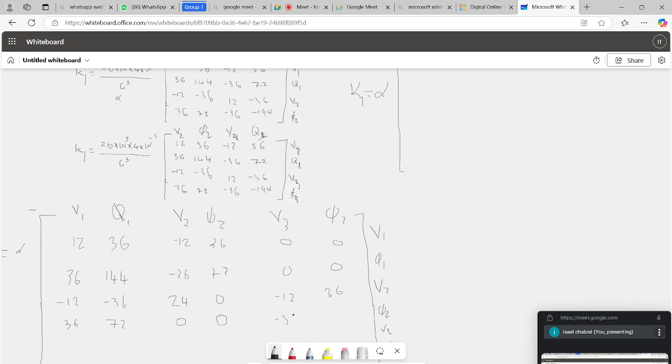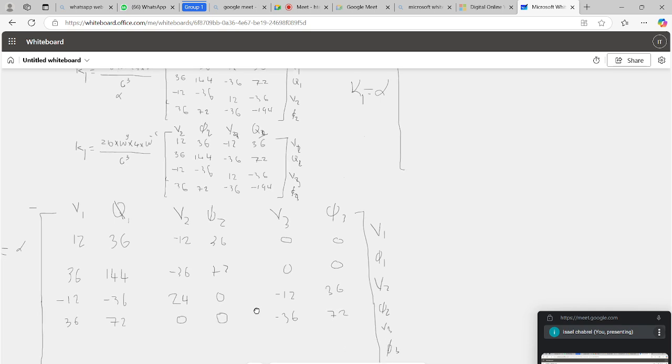Minus 36. Phi 3. Where is it again? Phi 3, phi 2 is 72. Phi 2, the value is 72. So this side is 72. Okay, Mr. Bobakar, after doing that, what do we do now?